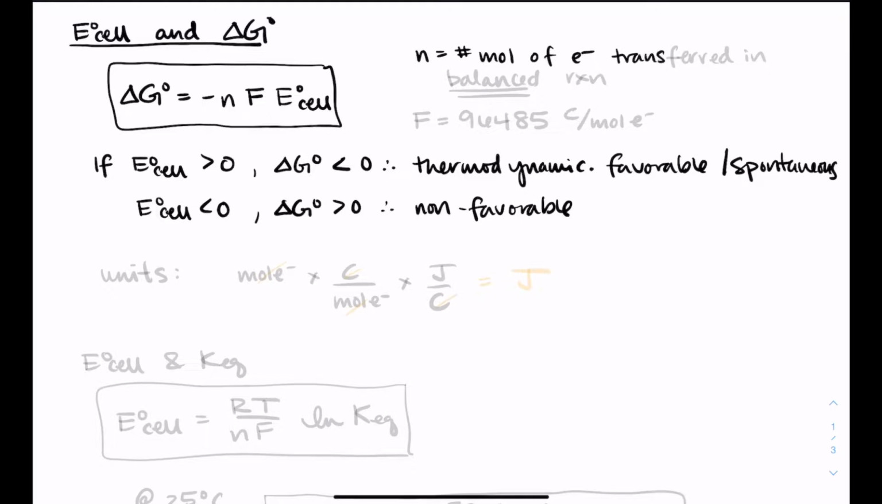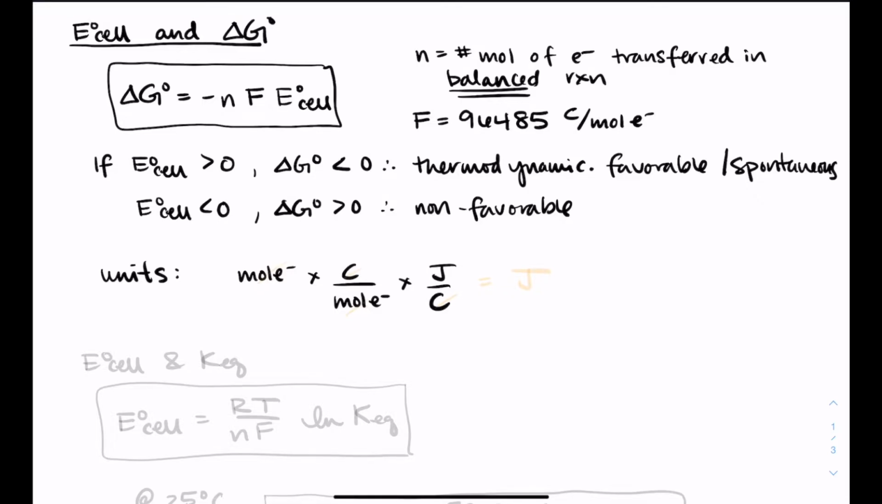So you can see here, because of the negative sign, if E cell is positive, then delta G is negative, which is how you get spontaneous or thermodynamically favored. A negative E cell would be a positive delta G, which would be not favored. For units, let's set up the units here. The n was moles of electrons, so moles. Then Faraday's constant is coulombs per mole of electron. And then E cell was in volts, but that's a joule per coulomb. So you will get joules as your units out of this equation.